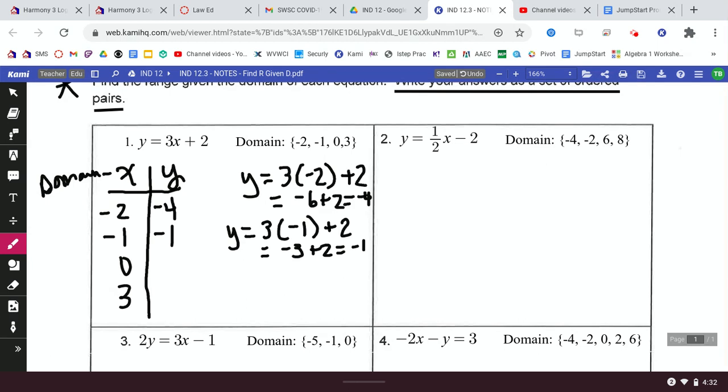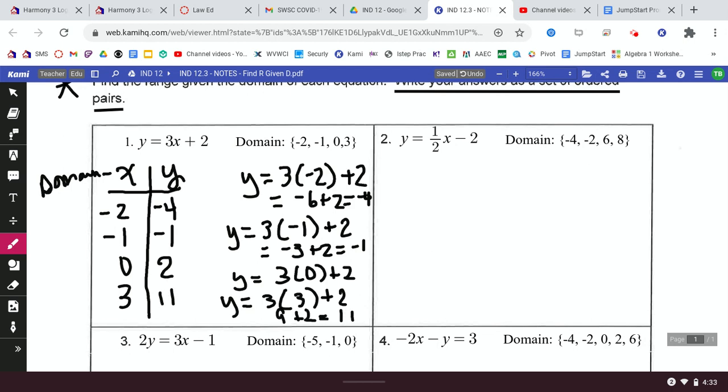Now we're going to do it with 0. So y equals 3 times 0 plus 2. Well, 3 times 0 is just 0, and 0 plus 2 is just 2. So when x is 0, y is 2. And then last, we're going to take y equals 3x plus 2, and this time we're going to plug in a 3. Well, 3 times 3 is 9 plus 2, and 9 plus 2 is 11. So we filled in the t-chart.